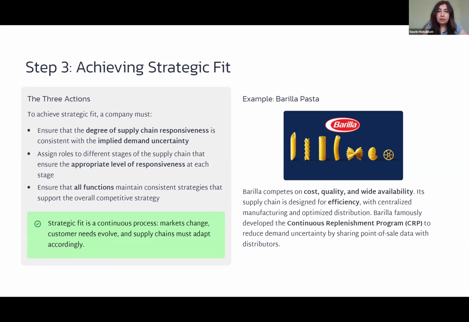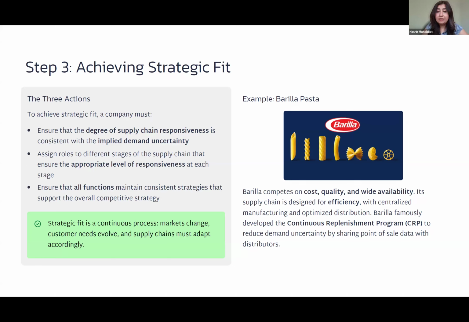So the last step in achieving strategic fit is to make sure that we understand what our supply chain strategy is, cost efficient or responsive, and then make sure that we utilize the supply chain capabilities to match this strategy. And then all functions within the business, within the supply chain, are working toward our competitive strategy. Therefore, we achieve strategic fit.